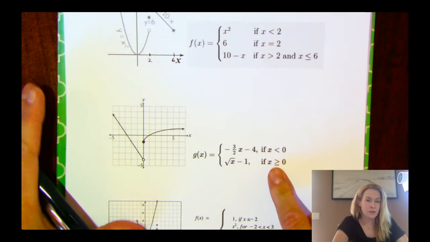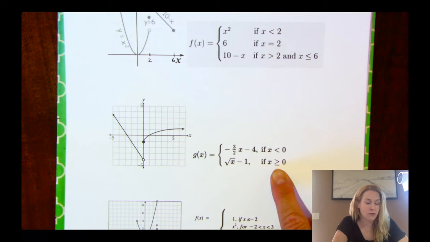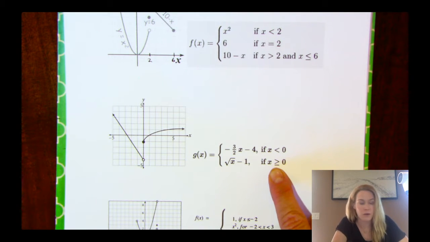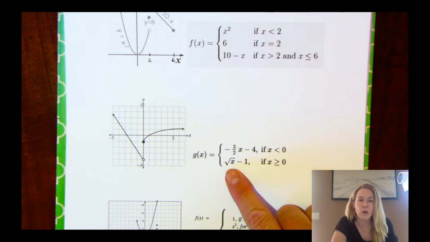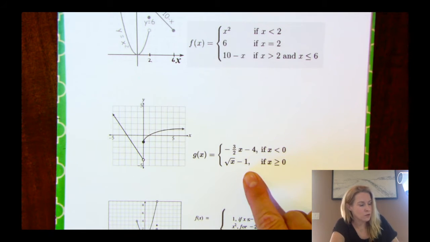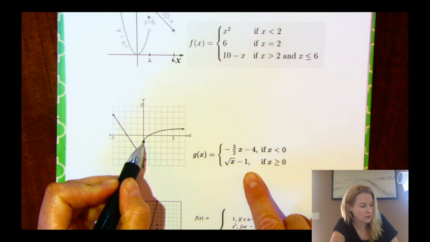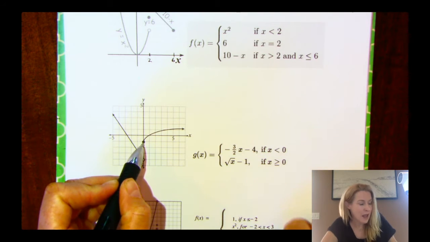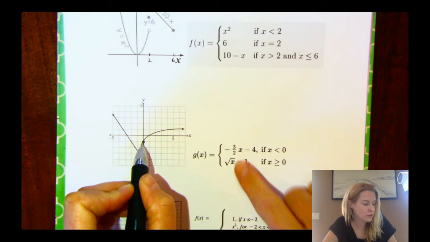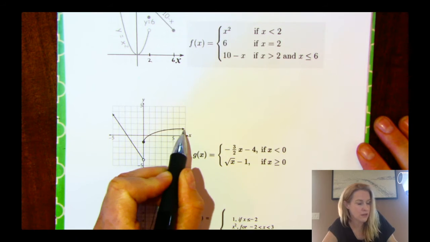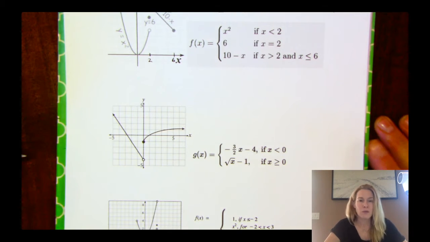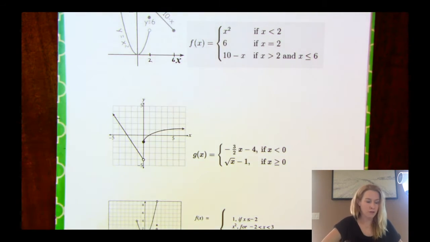The rest of the function starts at x equals 0, and it's for all the x values greater than 0, and it's represented by the square root of x minus 1. So there's your first point here at (0, -1), and of course that square root function is going to continue over here to the right with an arrow representing that it goes on forever and ever.